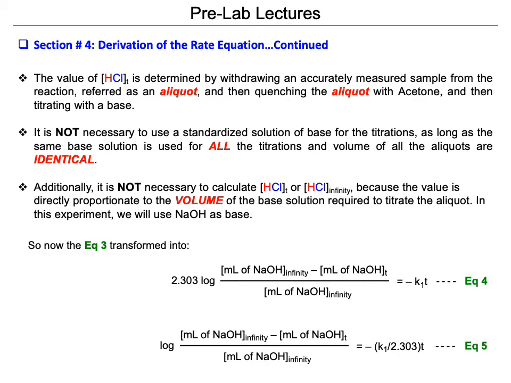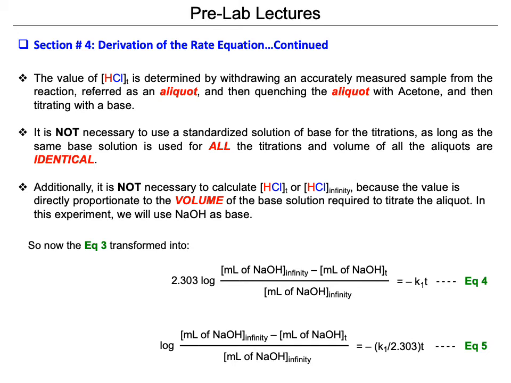So to continue the derivation, the value of the momentary concentration of hydrogen chloride is determined by withdrawing an accurately measured sample from the reaction. So we use the titration reaction to measure the HCl. The HCl is equal to the NaOH that we use during titration. The sample is referred to as an aliquot, and then quenching the liquid with the acetone and then titrating with a base. It is not necessary to use a standard solution of base for titration as long as the same base solution is used for all titrations and the volumes of all aliquots are identical.